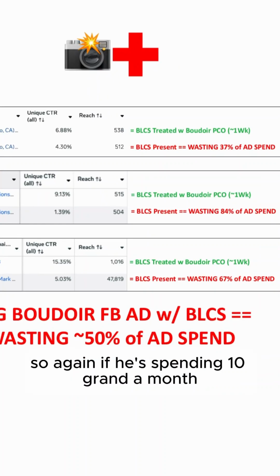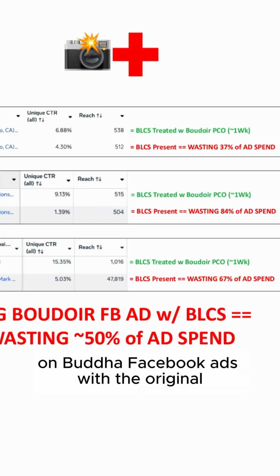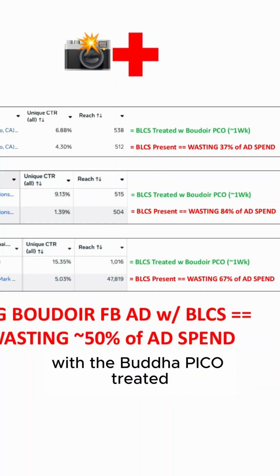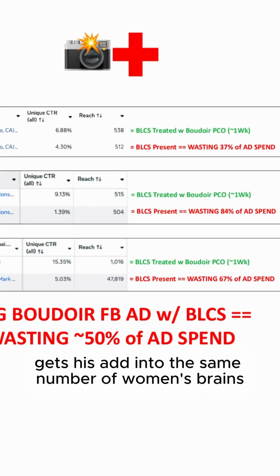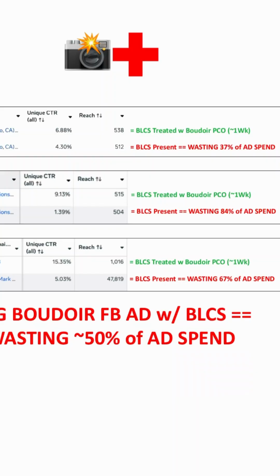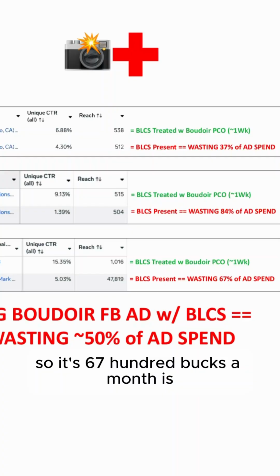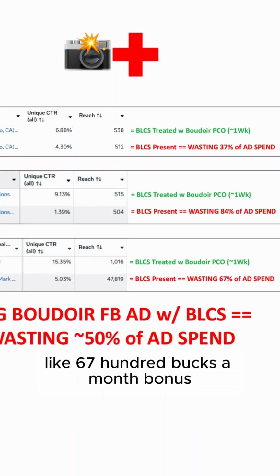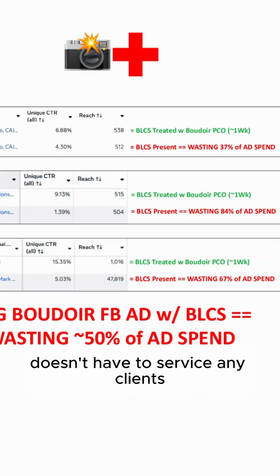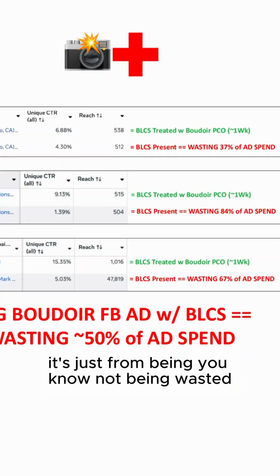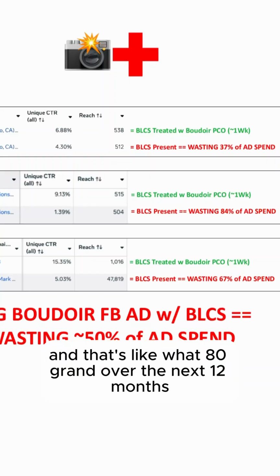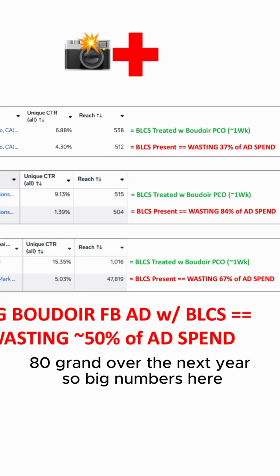So if he's spending 10 grand a month on Boudoir Facebook ads with the original, he now only has to spend $3,300 a month with the Boudoir Pico treated ad, and he gets his ad into the same number of women's brains. So it's $6,700 a month he doesn't have to spend. It's cash back in his pocket, like a $6,700 a month bonus. Doesn't have to service any clients. It's just from not being wasted. And that's like what, 80 grand over the next 12 months, 80 grand over the next year.